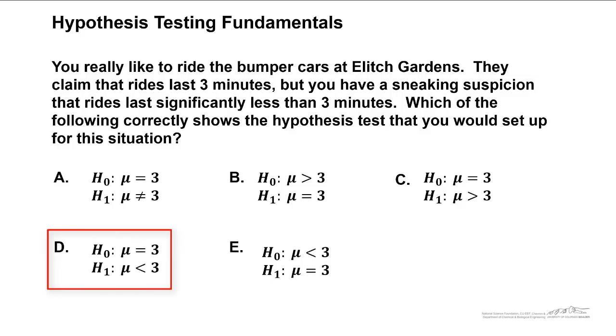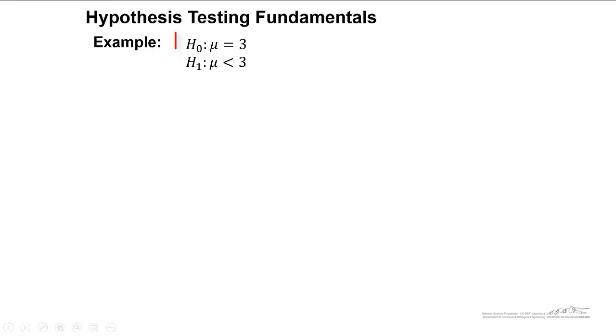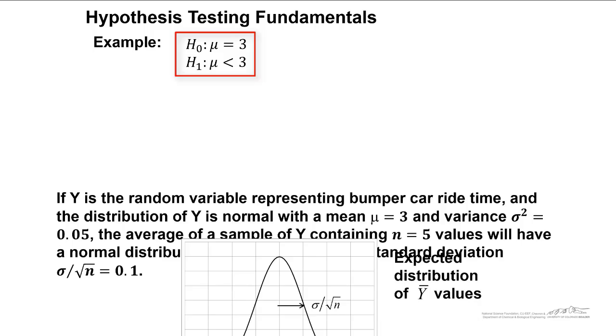The null hypothesis is always an equality, so it has to be equal to something. The alternate hypothesis is an inequality. Elish Gardens claims that the mean is 3, but your alternate hypothesis is that the mean is less than 3. So let's take a look at this. The null hypothesis, mu equals 3. Alternate hypothesis, mu less than 3.